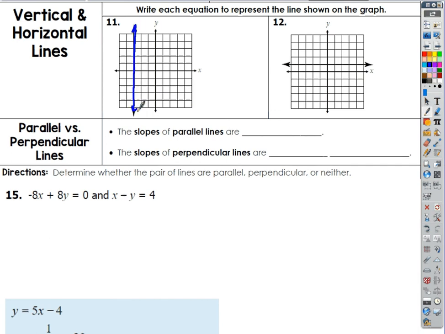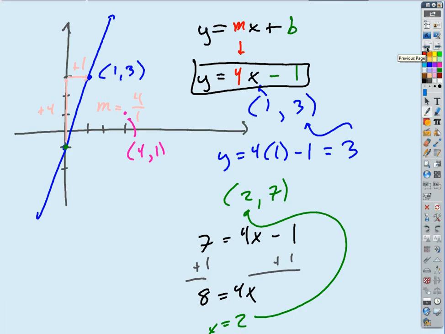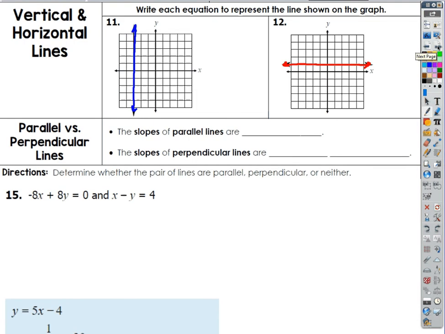There's my vertical line, and here's my horizontal line. Let's find names for those. What about the vertical line? What do you think the name of that is? I write that equation. I want to know, just like this line over here had the equation y equals 4x minus 1, what's the equation of that blue line and that red line.